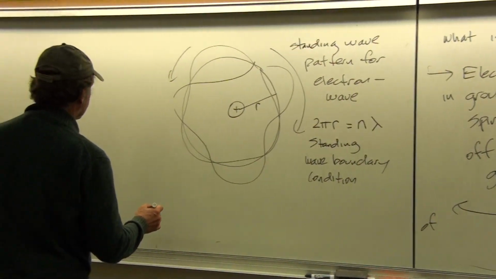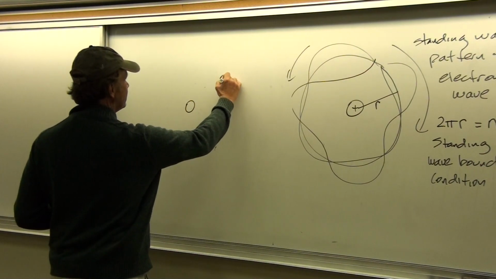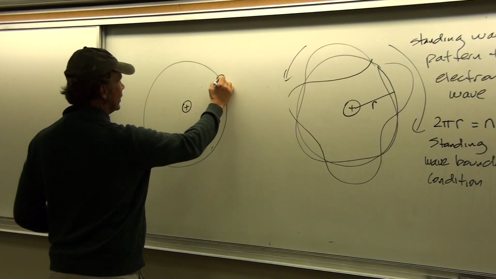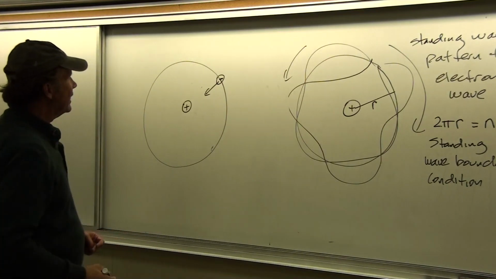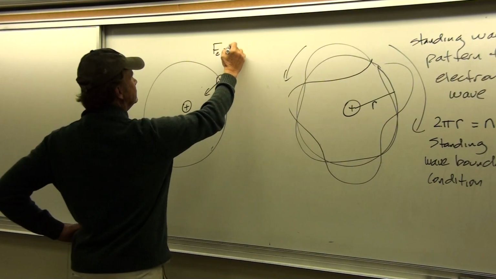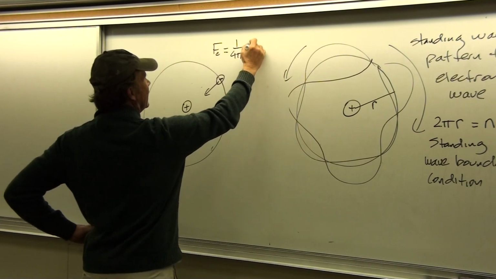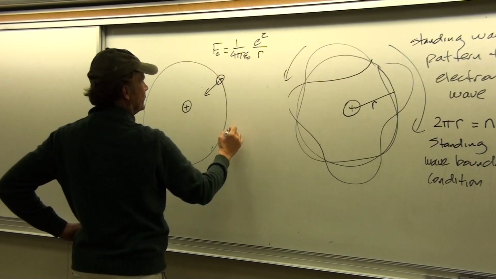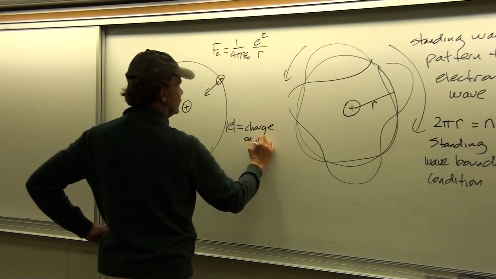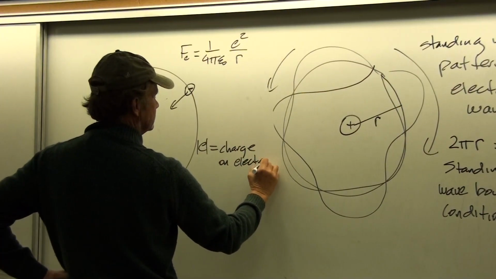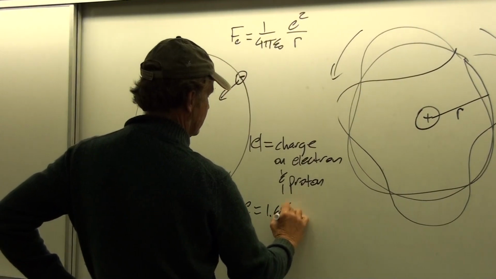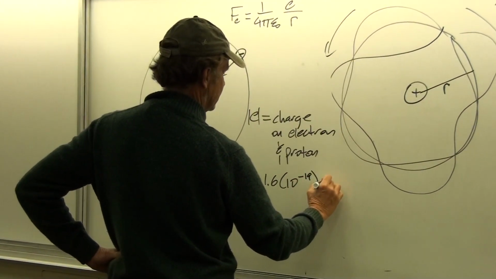Okay, so that's one thing. Another thing is that it also has to satisfy the principles of physics. And so here we've got a positive charge and a negative charge. There's going to be an attractive force. That attractive force, the electric force, is going to equal 1 over 4 pi epsilon naught times e squared over r, where e, the magnitude of e, is the charge on an electron and a proton. So the e value is just our good old friend, 1.6 times 10 to the minus 19 coulombs.